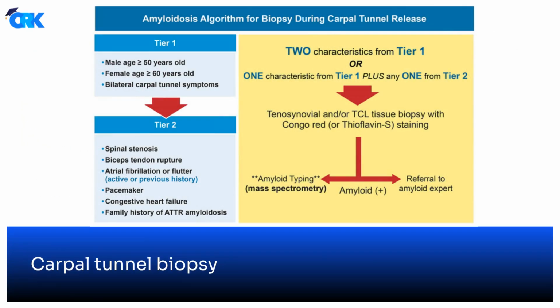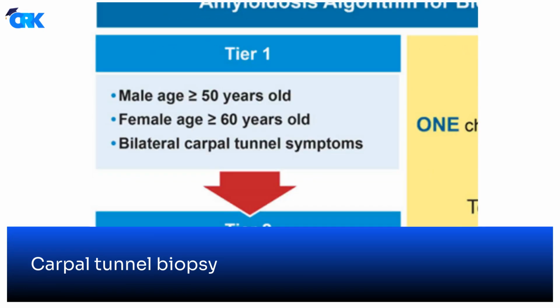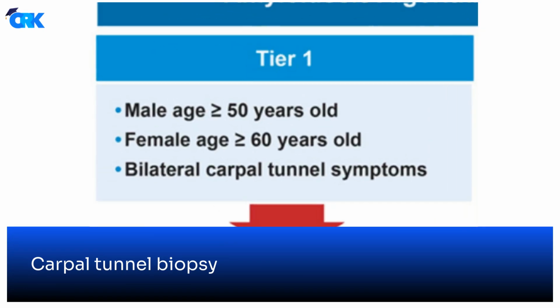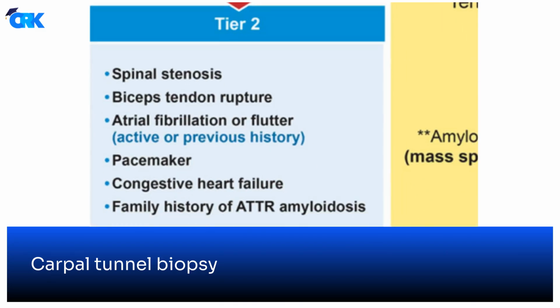That makes this biopsy a powerful tool for early detection and proactive management. One institution leading the way is the Cleveland Clinic, which developed a two-tiered screening algorithm. Tier 1 includes patients: males aged 50 or older, females aged 60 or older, or anyone with bilateral carpal tunnel syndrome. Tier 2 adds clinical comorbidities such as spinal stenosis, biceps tendon rupture, atrial fibrillation, pacemaker implantation, or even a family history of a TTR amyloidosis.